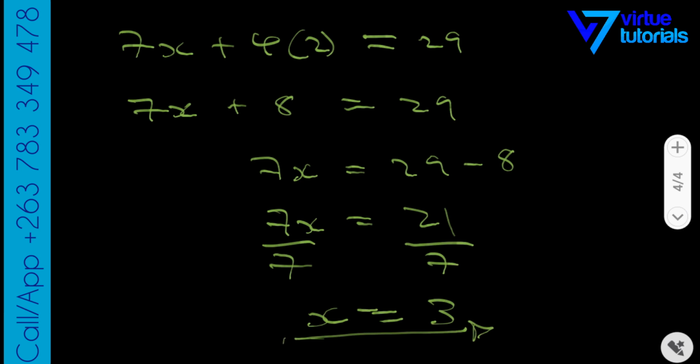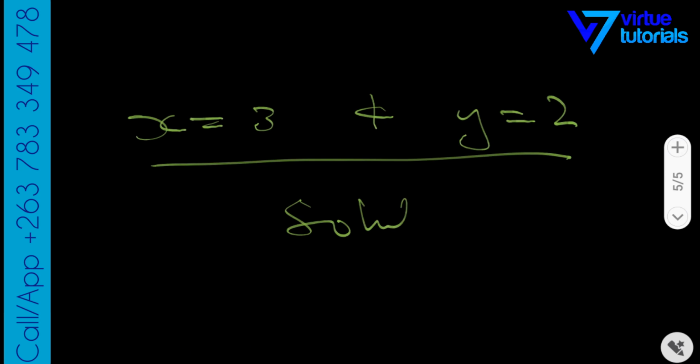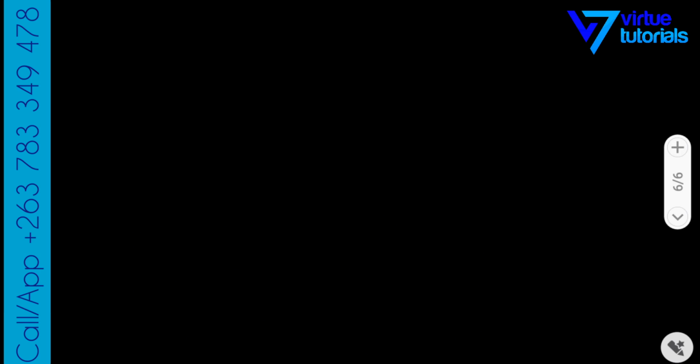So that's it. I've solved my simultaneous equations. I found my value for x is 3 and my value for y is 2. That is my solution. So that's how you solve your simultaneous equations. But now let's proceed to another example to strengthen our understanding.